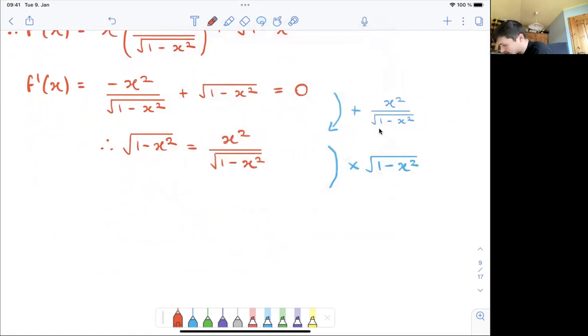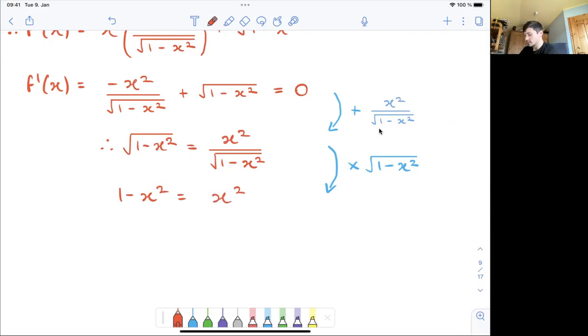All right. Okay, and so then if we do that, times both sides by the square root of 1 minus x squared, the square root of 1 minus x squared times the square root of 1 minus x squared will just be 1 minus x squared. So we'll get that on the left-hand side, 1 minus x squared. And then that's essentially going to cancel out the denominator on our right-hand side. So this is going to be equal to x squared.